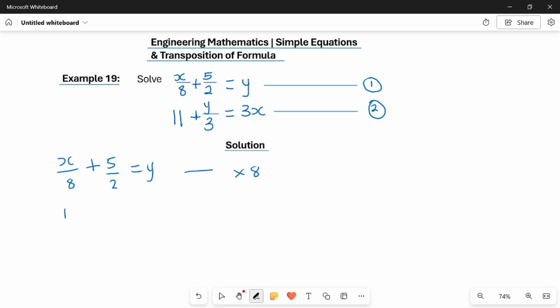And for the next one, 11 plus y over 3 equals to 3x. 11 is the same thing as 11 over 1. So the LCM of 1 and 3 will simply be 3. So we'll multiply here by 3 to eliminate the denominator. So when we do that, 8 here will cancel 8. We're left with 1. And 8 here will cancel 2. We're left with 4. So 4 times 5 will give us what? 20, right? So what we'll have is what?